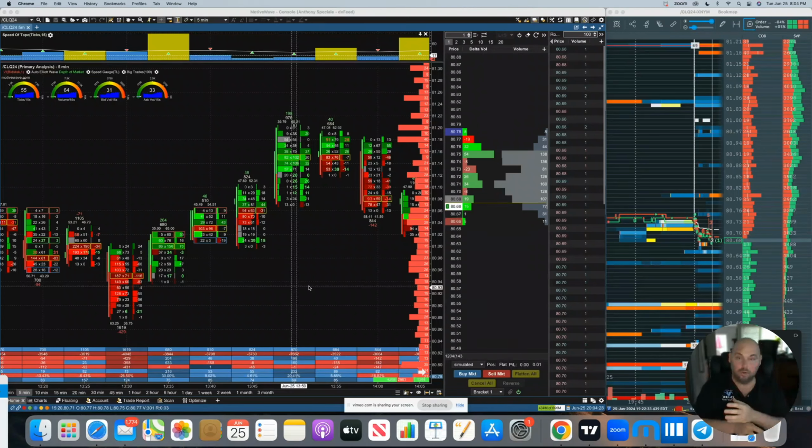And then what I do when I place a trade, I go back and I screenshot what the order flow looked like, what the liquidity looked like, what the price action looked like, what the cumulative delta looked like.